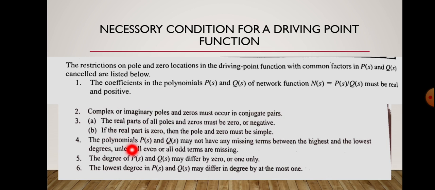The next condition is that the polynomials P of S and Q of S may not have any missing terms between the highest and lowest degree, unless all even or all odd terms are missing. The fifth condition is that the degrees of P of S and Q of S may differ by 0 or 1 only. The sixth condition is that the lowest degrees in P of S and Q of S may differ by at most 1. So these are the necessary conditions. Actually, these are the conditions that we have discussed in the properties, but they are given in short for your understanding.